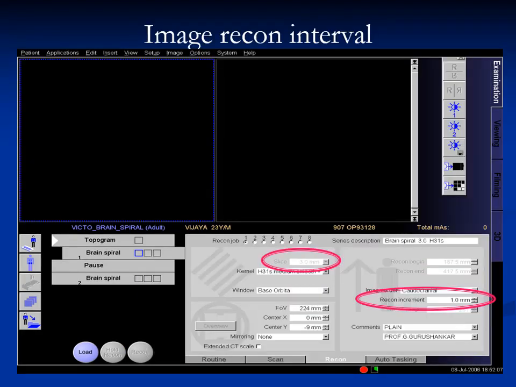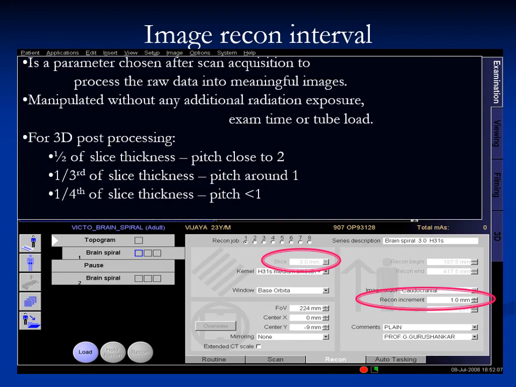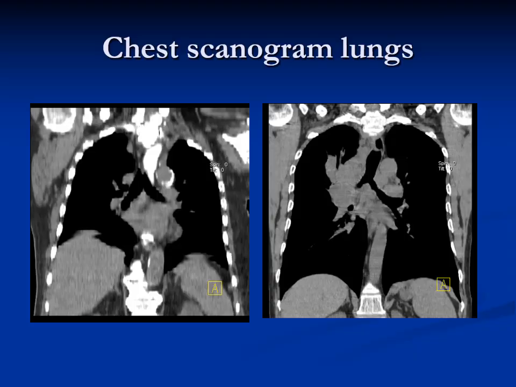Image recon interval is a parameter chosen after scan acquisition to process the raw data into meaningful images, manipulated without any additional radiation exposure. Exam time or tube load for 3D post-processing. Chest scanogram, lungs: 5mm column, 25 column.